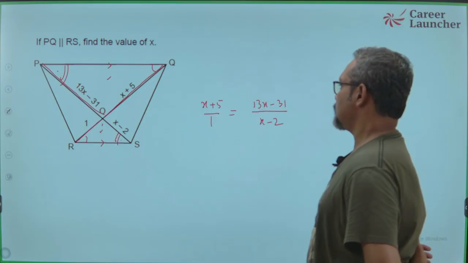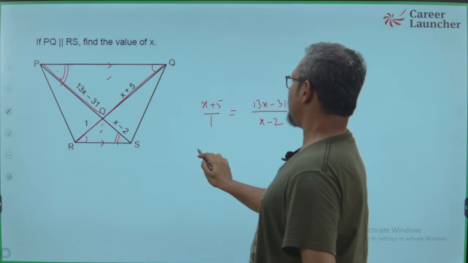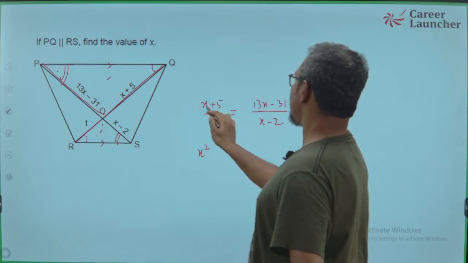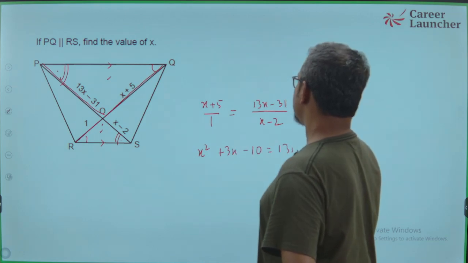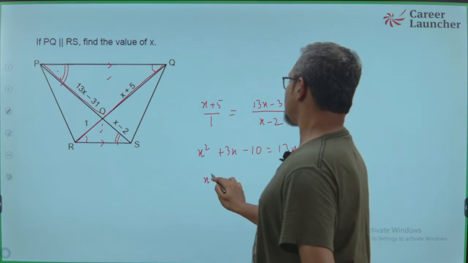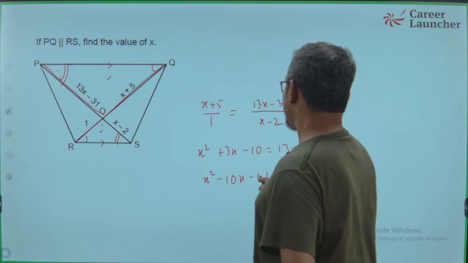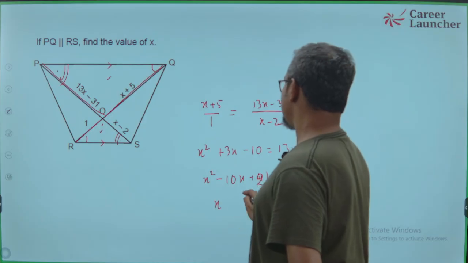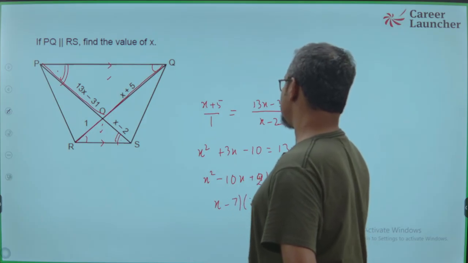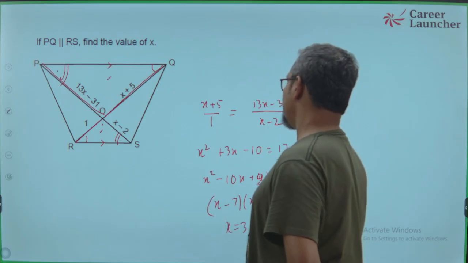So just cross multiply. So we have x squared plus 5x minus 2x minus 10 equals 13x minus 31. So x squared minus 10x plus 21 is 0. This is x minus 7 times x minus 3. So x is 3 or 7.